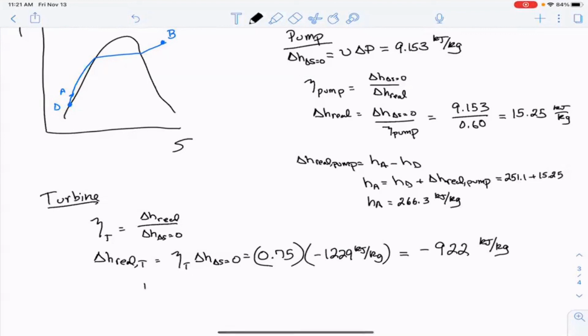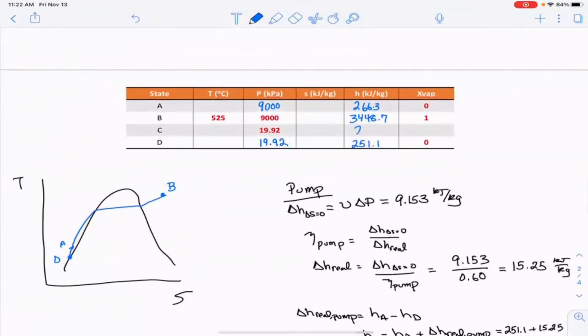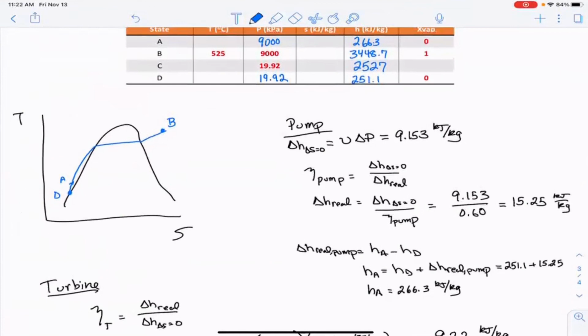And so that means that the enthalpy at C, if we want to fill out the table, of course, it's just H_B plus delta H real for the turbine. And that's 3448.7 plus a negative 922, which is 2527 kilojoules per kilogram. So if we fill this in the table, we know that the enthalpy at C is 2527 kilojoules per kilogram. Now we don't quite know where point C is on the TS diagram.